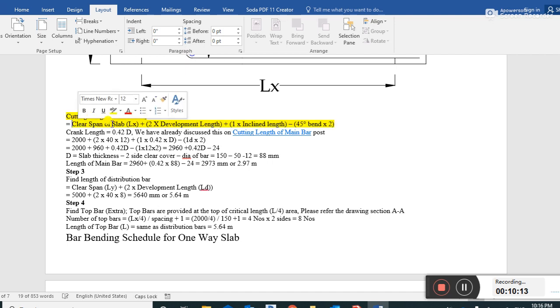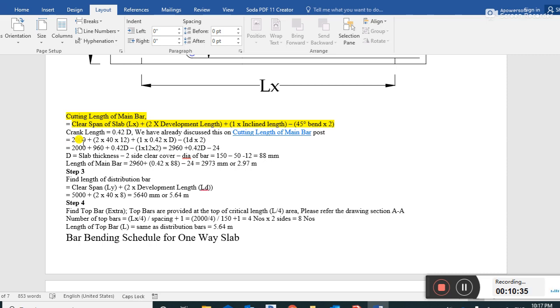Guys, this is the formula. We just compute the values and we'll get the calculation result. Crank length is equal to 0.42d. We have already discussed the cutting length.